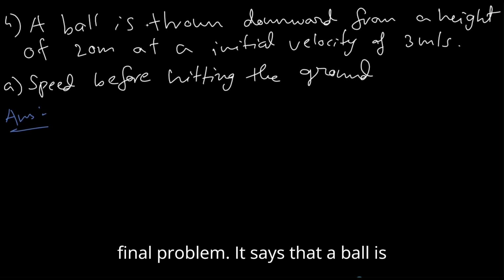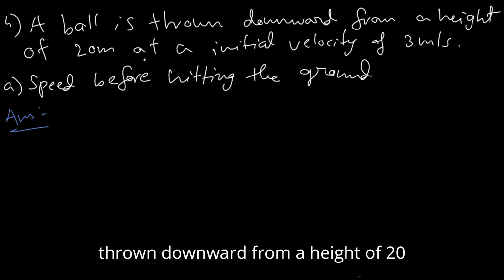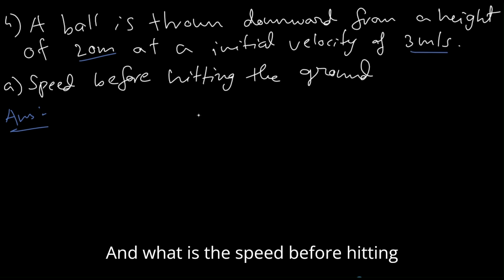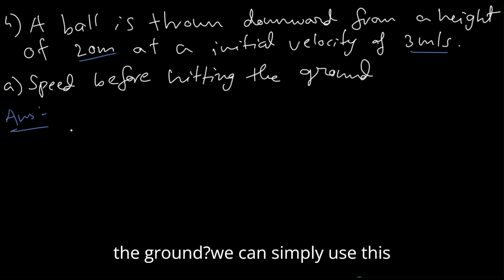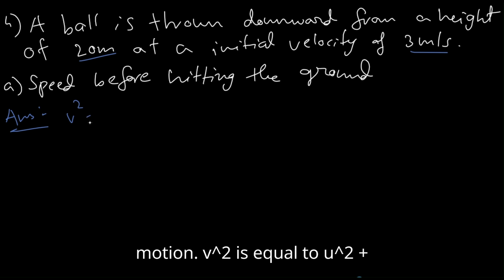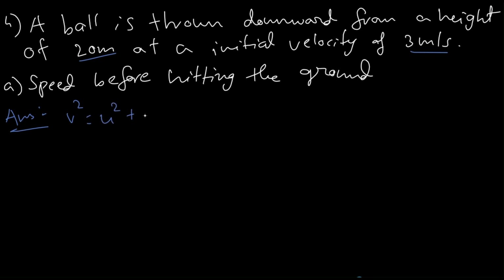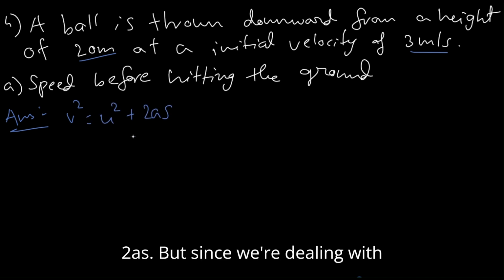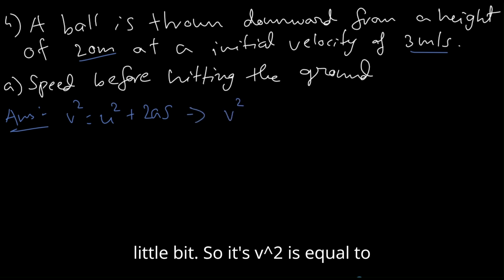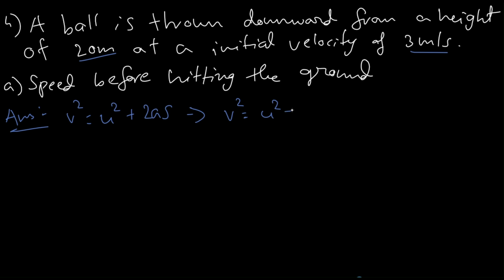It says that a ball is thrown downward from a height of 20 meters at an initial velocity of 3 meters per second. And what is the speed before hitting the ground? So we can simply use this formula, which is the third equation of motion. v squared is equal to u squared plus 2as. But since we're dealing with gravity, we're going to change it up a little bit. So it's v squared is equal to u squared plus 2gh.